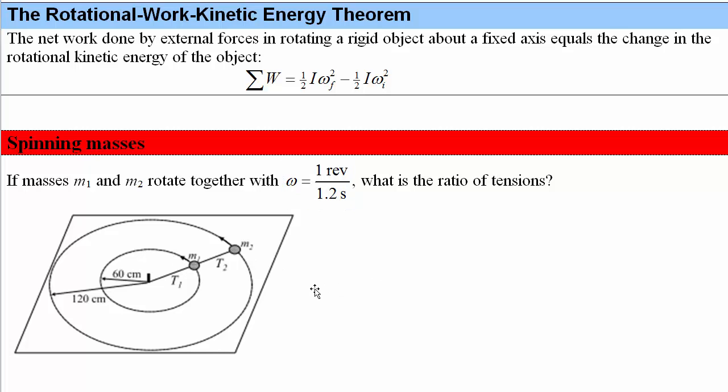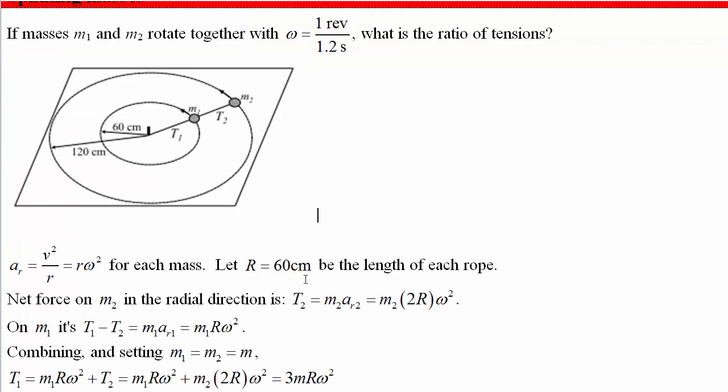Okay, so v squared over r, using the fact that the velocity is r times the angular velocity, we can write what the centripetal acceleration is, what the radial acceleration is, in terms of omega, which is useful because omega is the same for both of the masses, unlike the velocity.